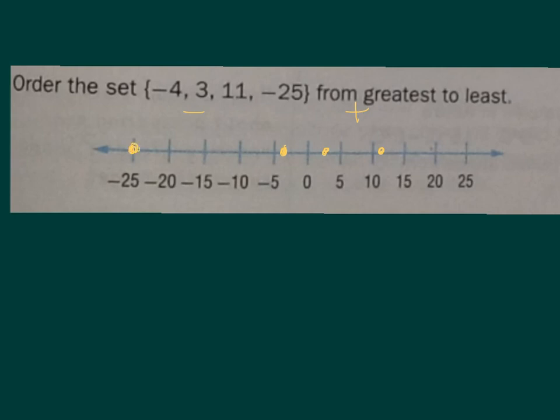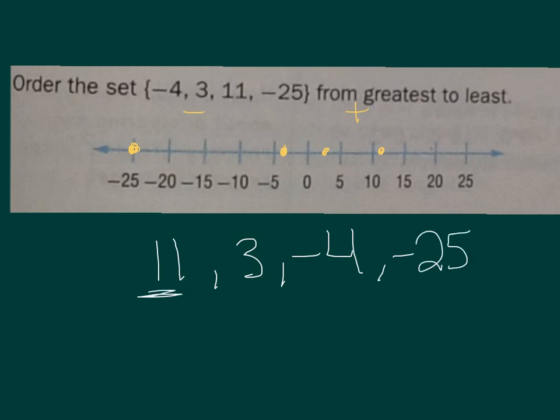So now if I were to order these from greatest to least, remember your positive numbers are always greater. So my answers would be 11, then 3, then -4, then -25. And this is from greatest to least.